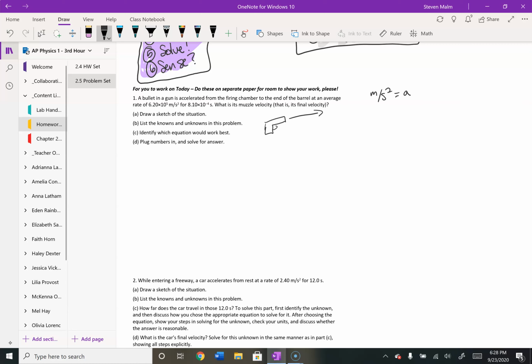But we know that there is a situation happening where something is leaving this object, and we're trying to figure out how fast this thing is moving after it's done moving. So there's my sketch, and that was, of course, problem step 1. Step 2 is to list the unknowns and knowns of the problem. So I am going to copy down all the ones I know. And then I'm going to start filling in what I know.